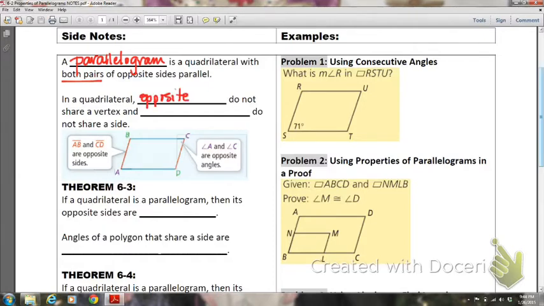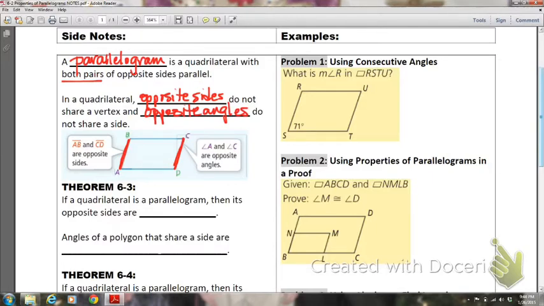Opposite sides do not share a vertex, which is the point where sides come together, and opposite angles do not share a side. So if you look at the diagram here, we have segment AB and segment CD are opposite sides because they do not share a vertex.